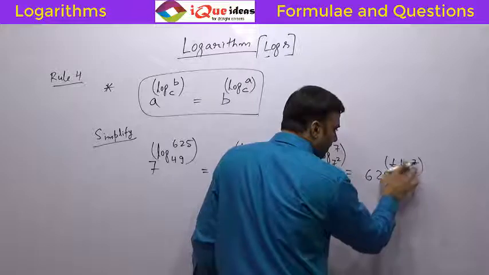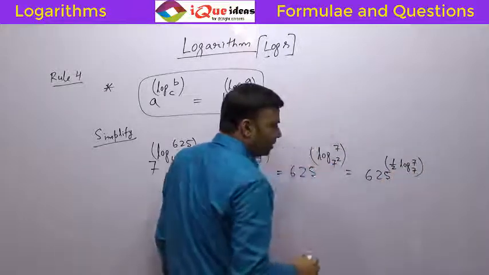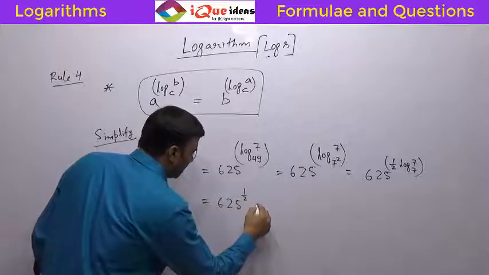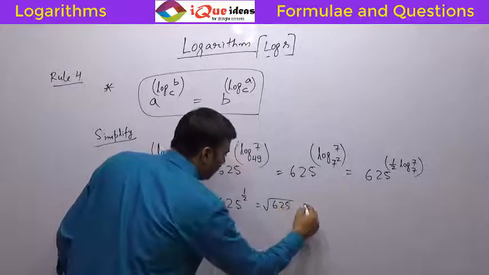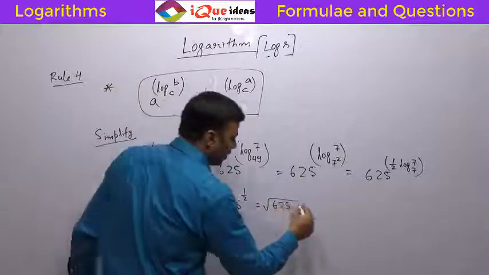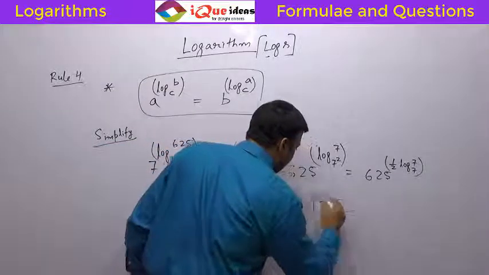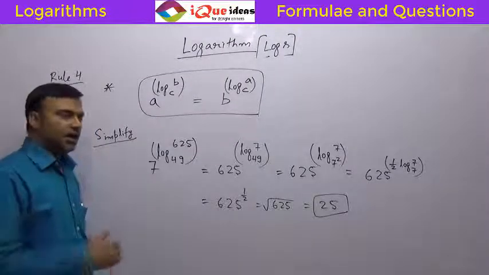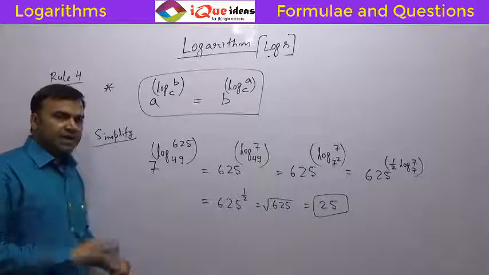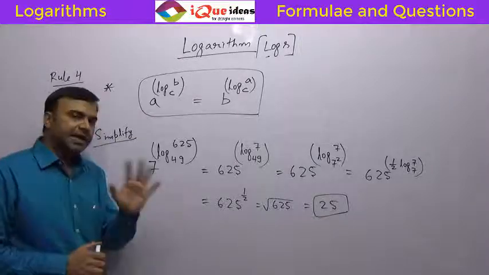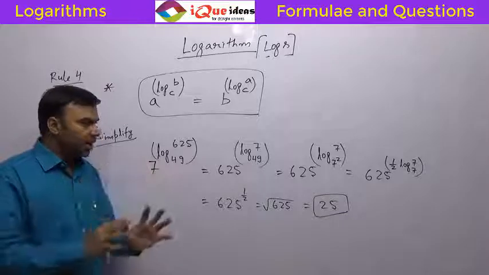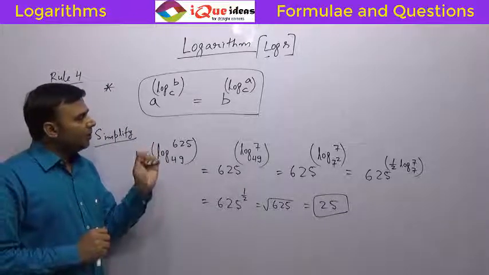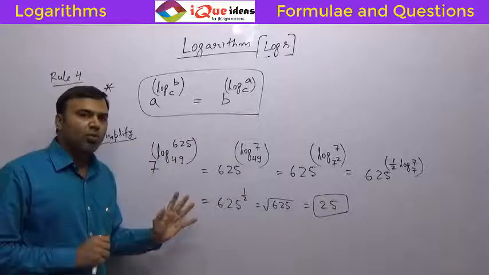Now, log 7 to the base 7 has to become 1. So this becomes 1 by 2. So we have 625 to the power 1 by 2. That is the square root of 625. And we all know 625 is the square of 25. So the square root of 625 will be 25. So the final answer of this question is 25. So this is one very peculiar specific rule related to log. Alright. Now, please understand that any question in any exam, be it a big exam, be it a small exam, questions related to logs have to be related to one of these rules only.